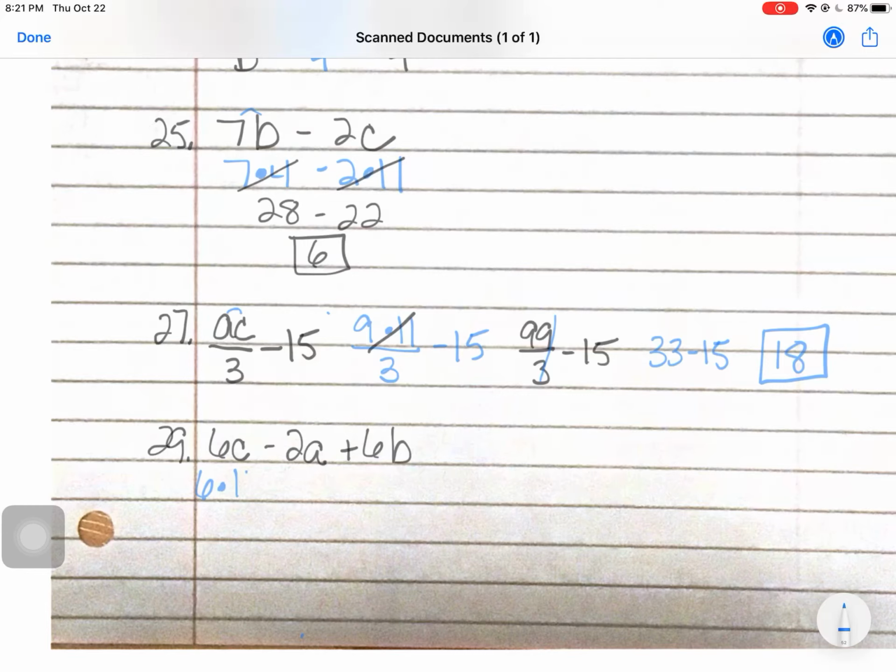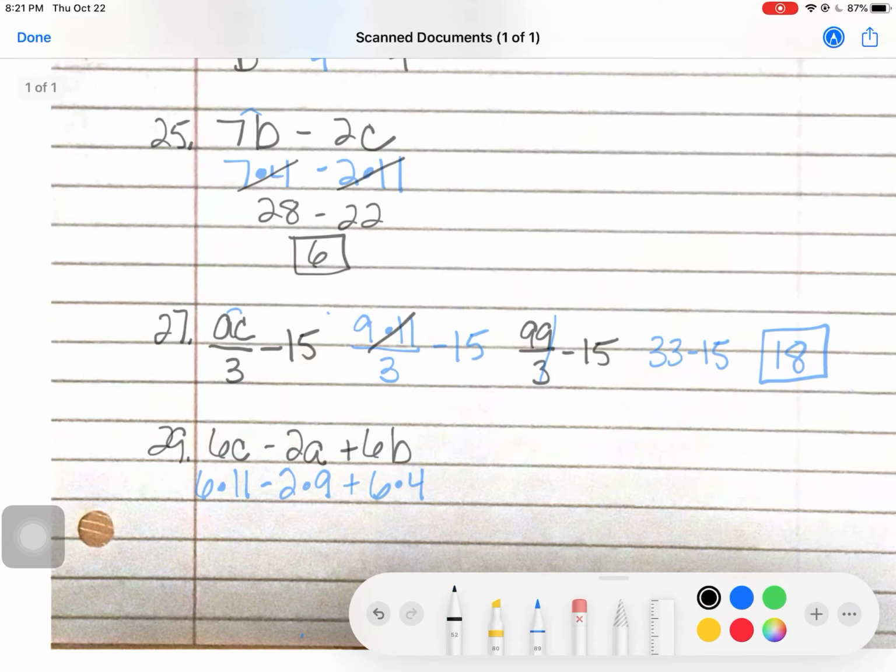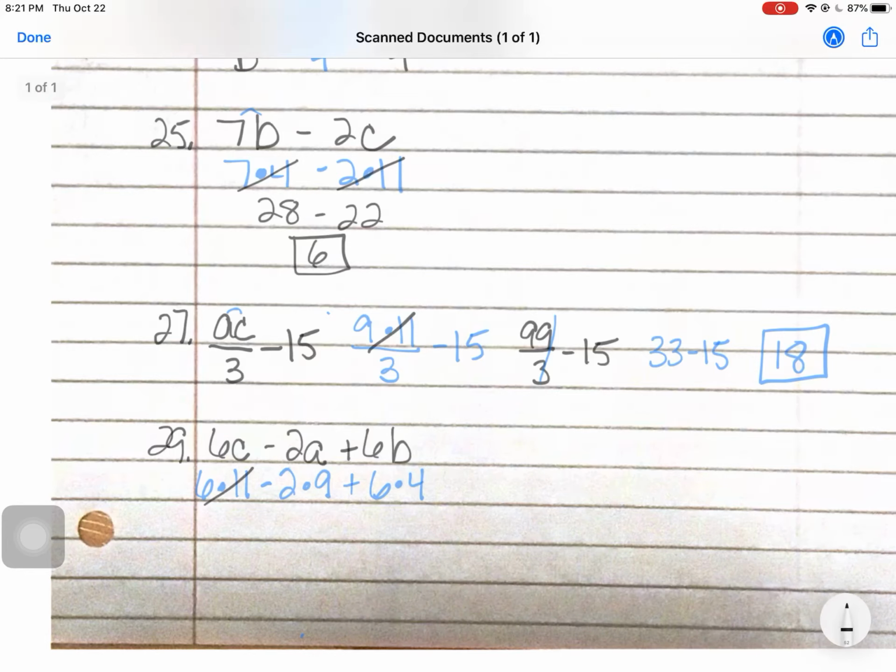Okay, so 6C: 6 times 11 minus 2 times 9 plus 6 times 4. Wow, I've got a lot of multiplication there, don't I? I can go through and do all the multiplications on one line. If you want to do it and bring down steps, again, that's up to you. 6 times 11 is 66, minus 18, plus 24.